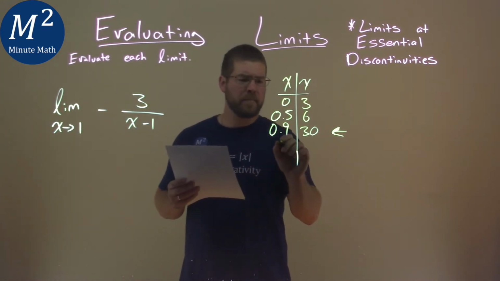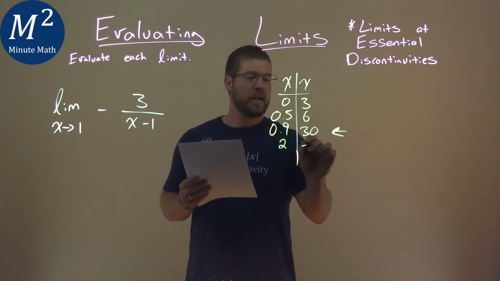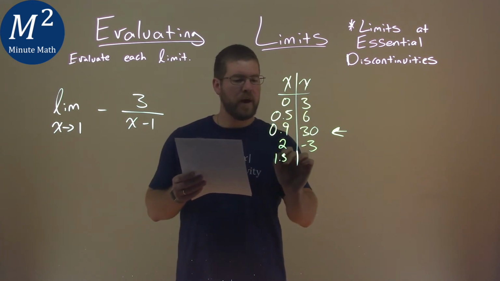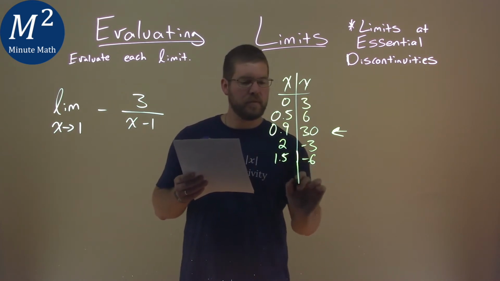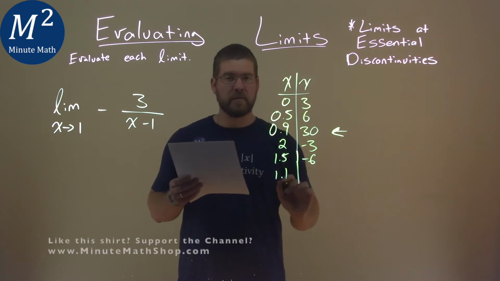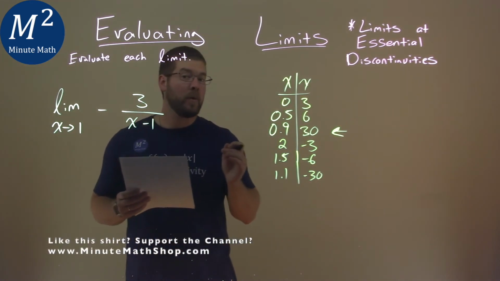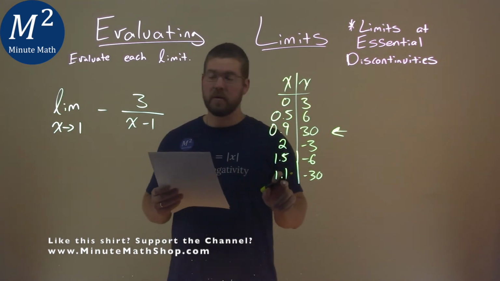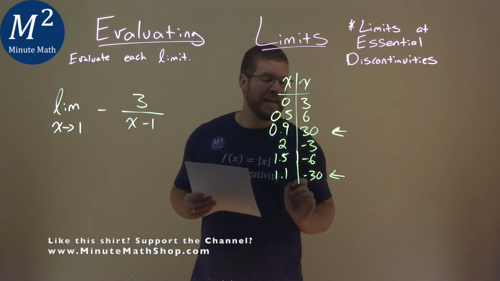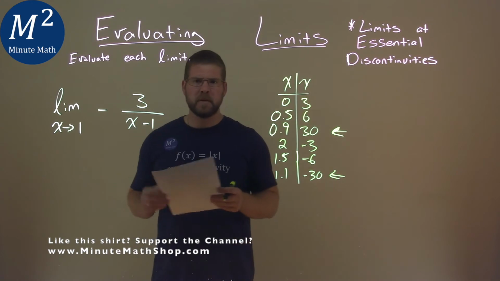But what about from the right? Put 2 in for x, we get a negative 3. We put a 1.5 in for x, we get a negative 6. And a 1.1 in for x, we get a negative 30. And so if we approach 1 from the right here, as we get closer and closer to 1, we're going towards negative infinity. So what does that tell us?